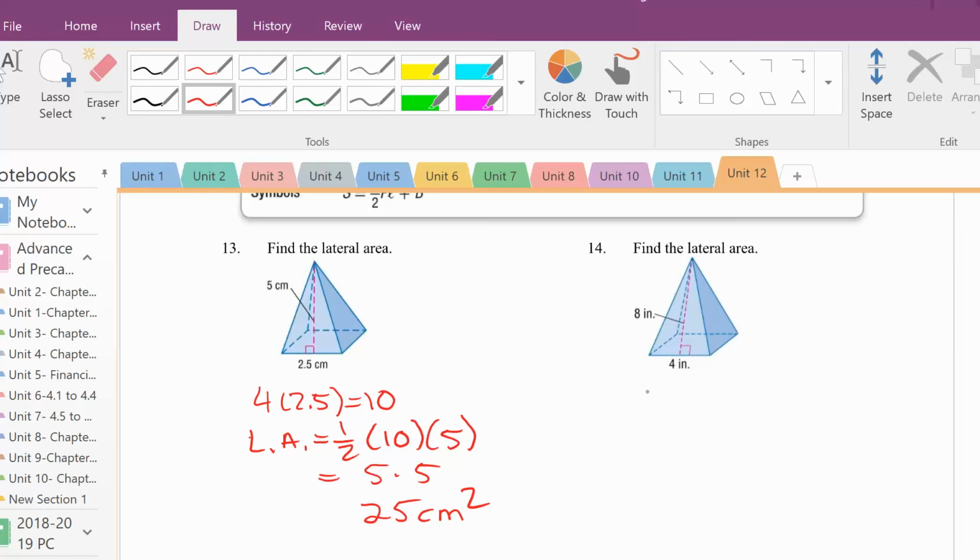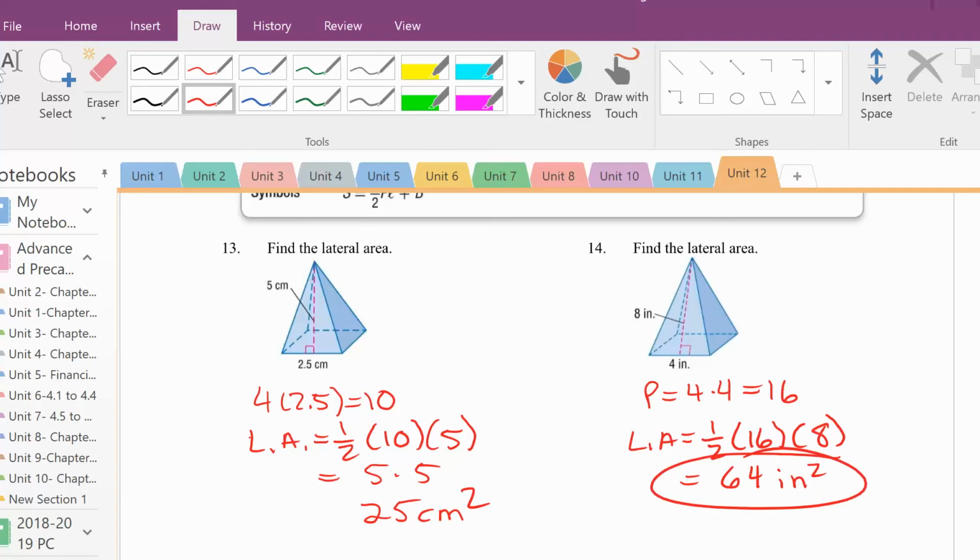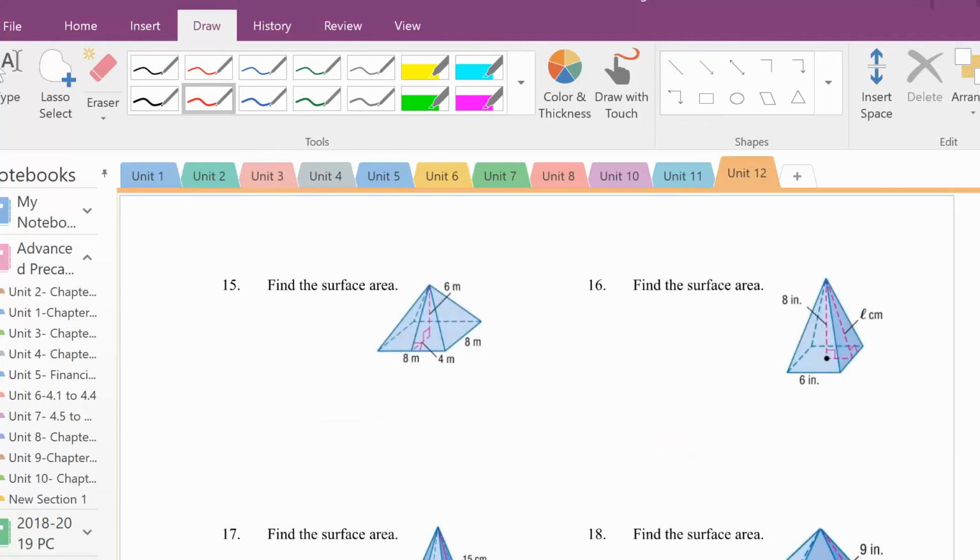Here, number 14, the perimeter is 4 times 4, which is 16. So the lateral area is 1/2 of 16 times the slant height, which is 8. So it's equal to 64 square inches. Now here it's asking you to find the surface area.